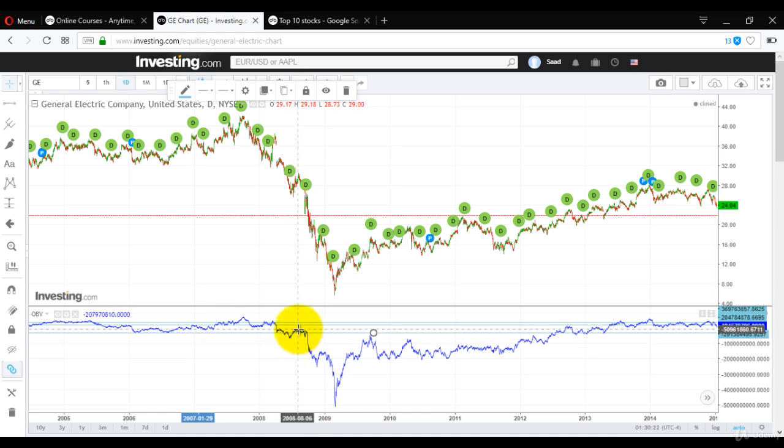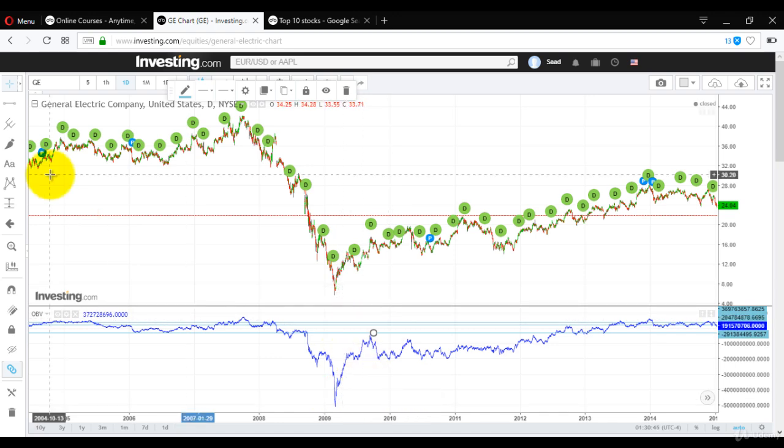Right here, once it broke this low right here, 26.51, although it came back to 29.18, it went lower to $9.57. This is the thing in OBV. You have to pick the longest term signals and trade accordingly.